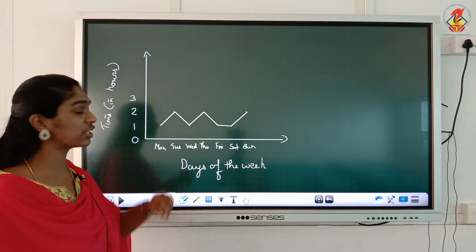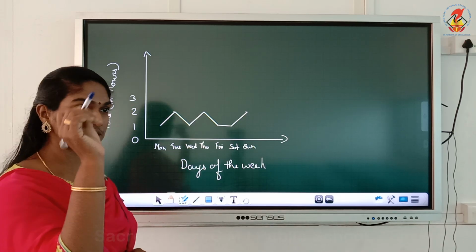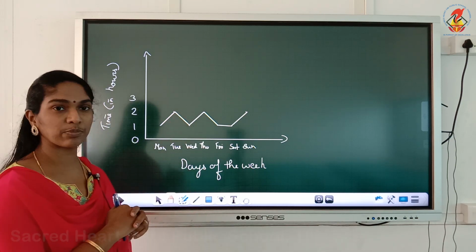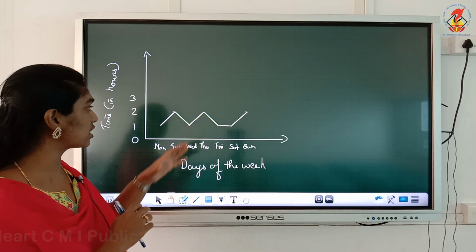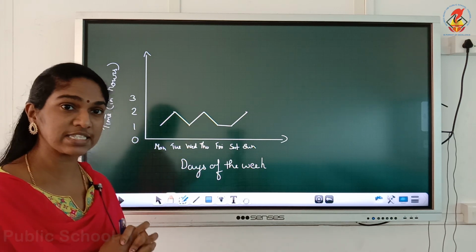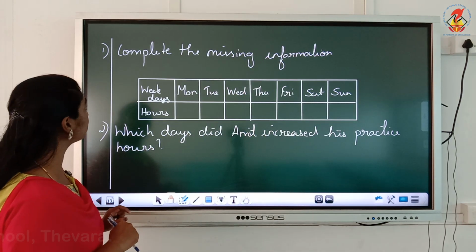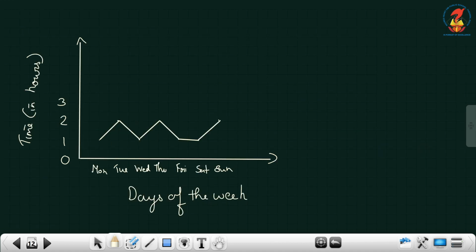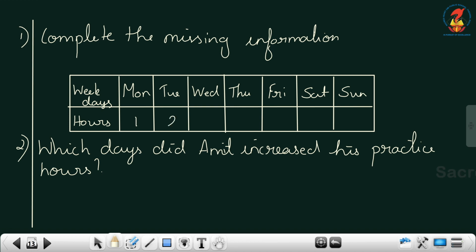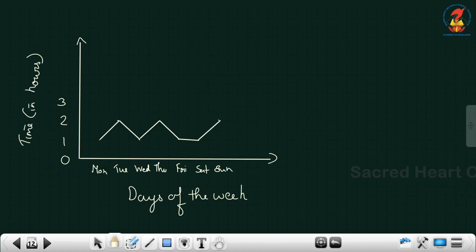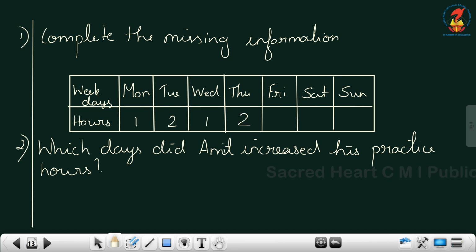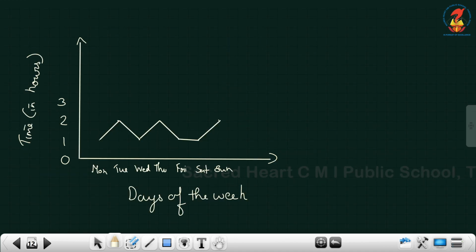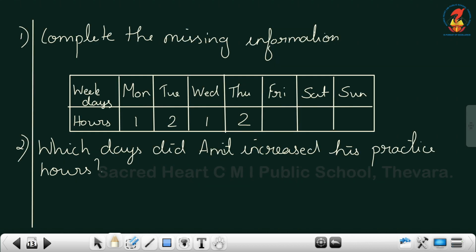So, this is the information given in the form of lines. You put points wherever you need the information and you join those points, you get line segments. So, this is how a line graph is represented in the form of line segments. Now, we shall answer the questions over here. Complete the missing information. Weekdays, that is Monday to Sunday is given. How many hours? Monday we saw it is 1 hour, Tuesday 2 hours. So, write 1 hour, 2 hours, then again 1 hour, 2 hours, 1 hour, 2 hours. Then on Friday and Saturday he is taking the same time. So, 1 hour and Sunday again 2 hours.